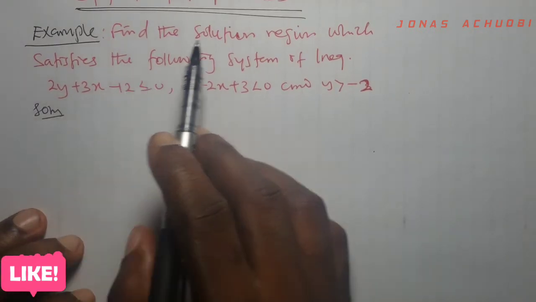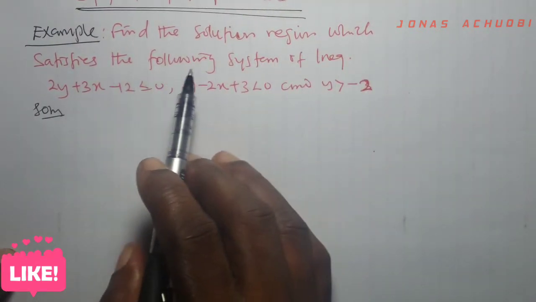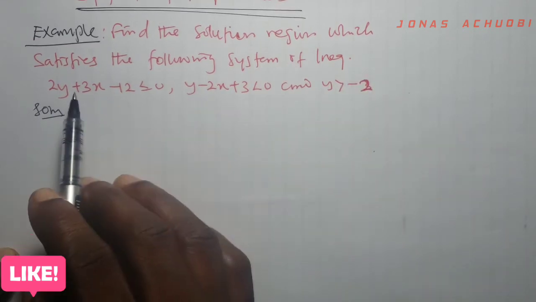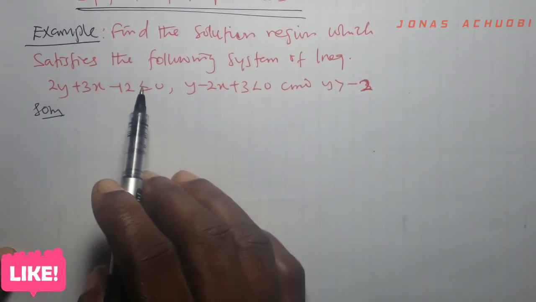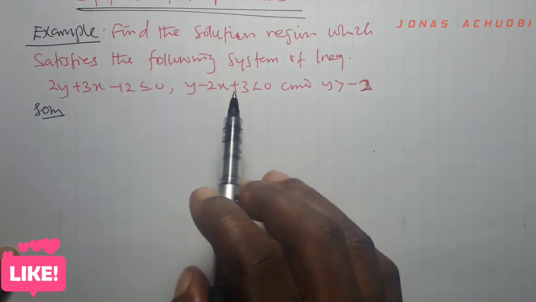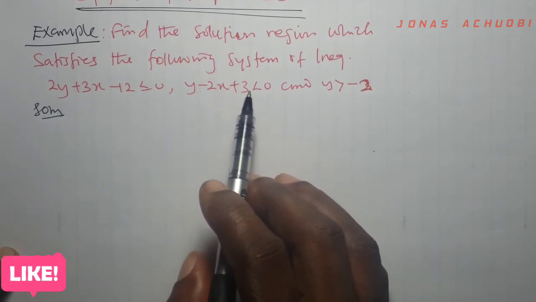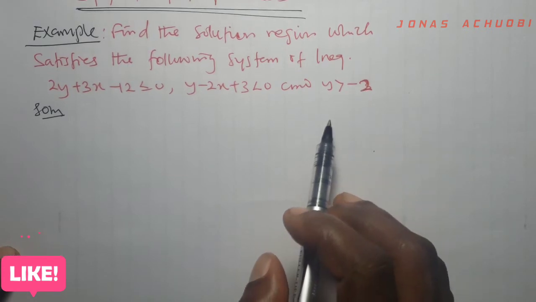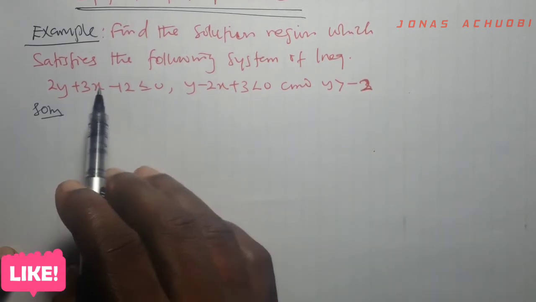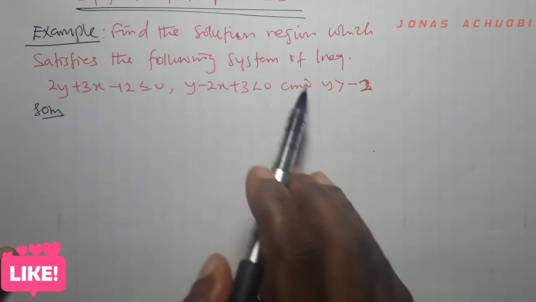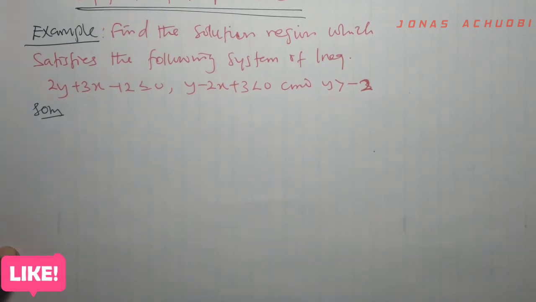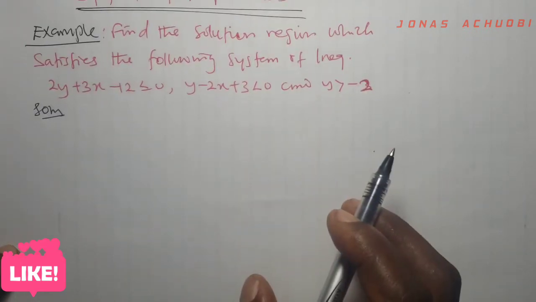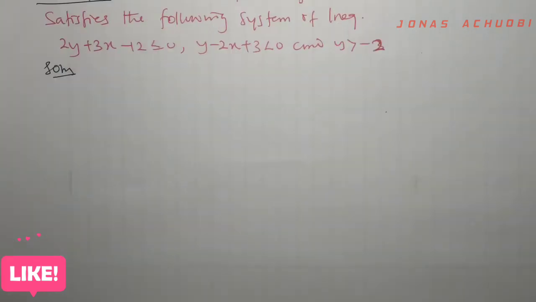Example: find the solution region which satisfies the following system of inequalities. The first one is 2y plus 3x minus 12 less than or equal to 0. The second one is y minus 2x plus 3 less than 0. And the third one is y is greater than minus 2. You have seen here that we have more than one inequality, so that becomes a system of inequalities. We're going to solve these inequalities and then show the solution region for them.